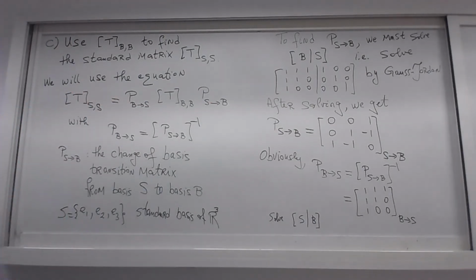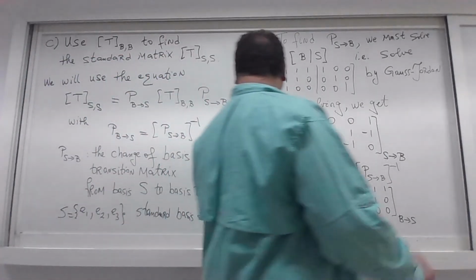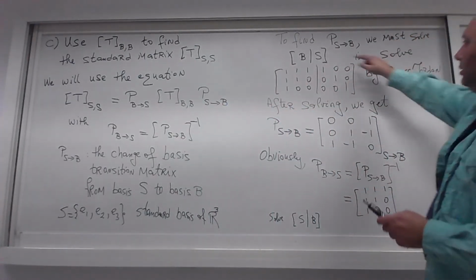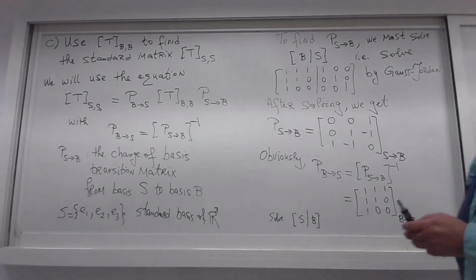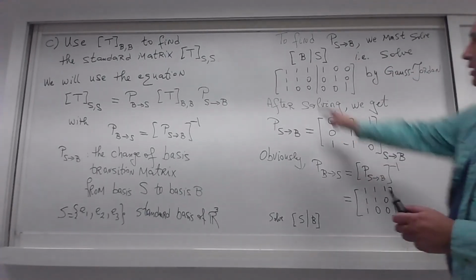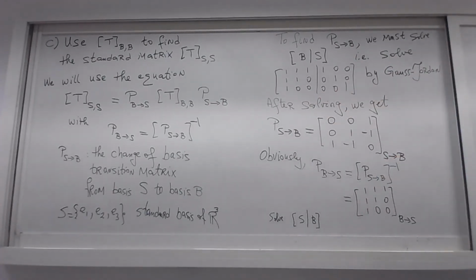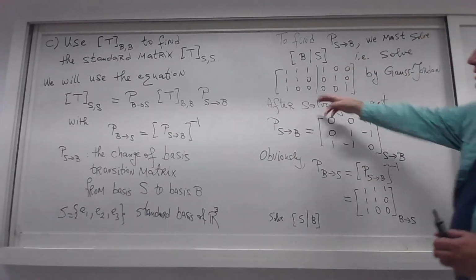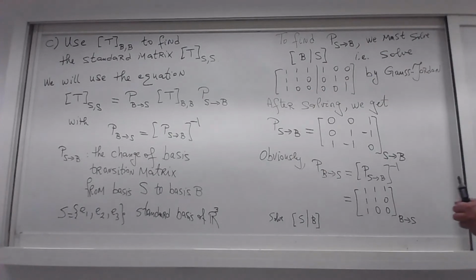So the standard basis, we remember, is (1, 0, 0), (0, 1, 0), (0, 0, 1). Okay, so how do we find this transition matrix from the standard basis to basis B? Well, it's simple. We need to solve the system. So solve by Gauss-Jordan. Obviously the standard basis on this side is the identity. So basically we are looking for the inverse of the matrix on the other side.